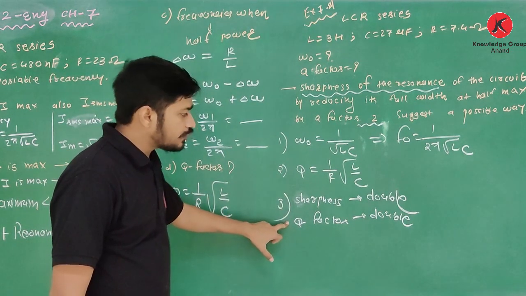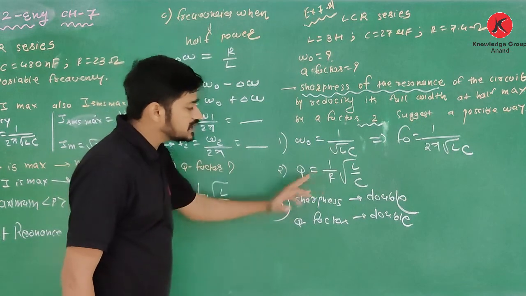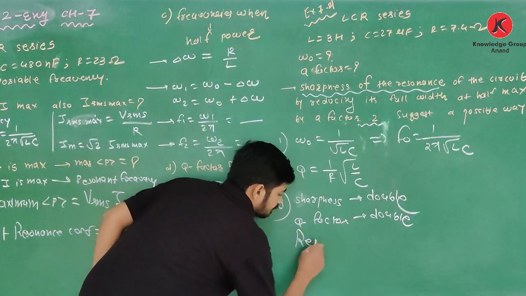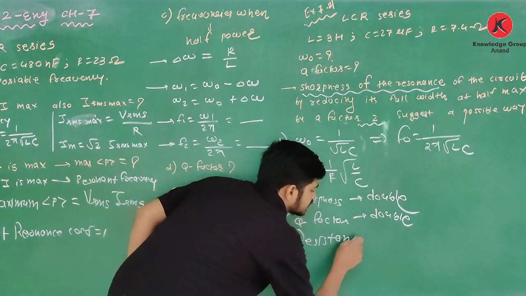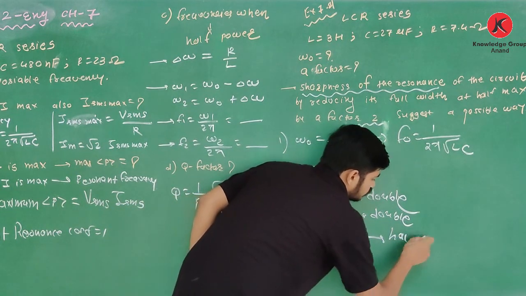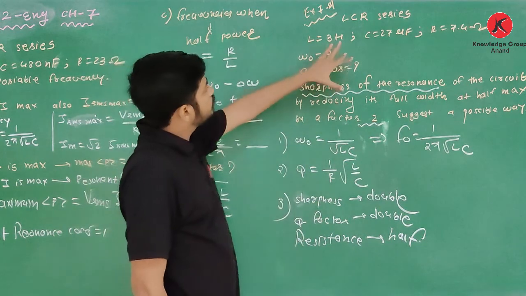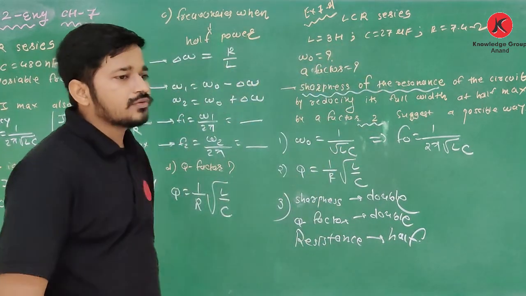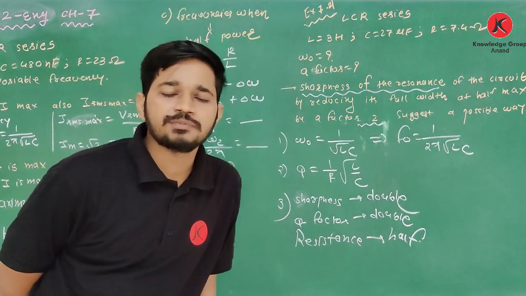I want to increase Q factor by 2 times. Then yes, I have to decrease this resistance because they are inversely proportional. So here you have to make the resistance half. Means if you are given resistance that is 7.4 ohm, you have to take its half. That is 3.7.